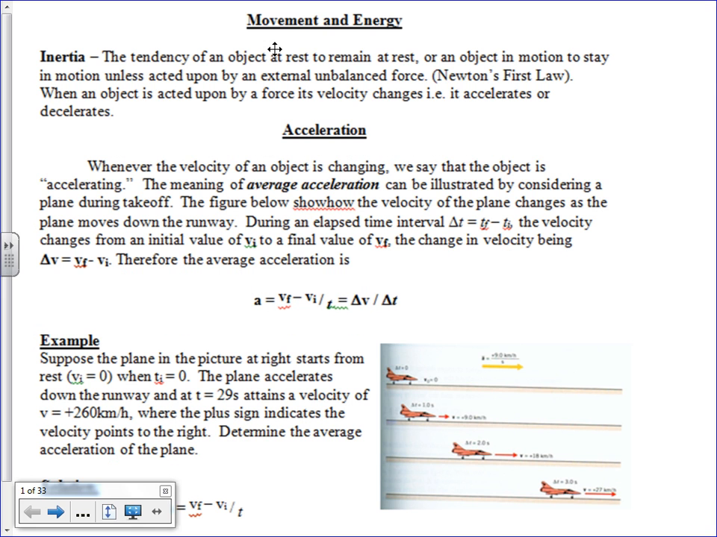All right. So, a couple of things we need to know about movement and energy first before we talk about acceleration. And that is this single word, inertia.